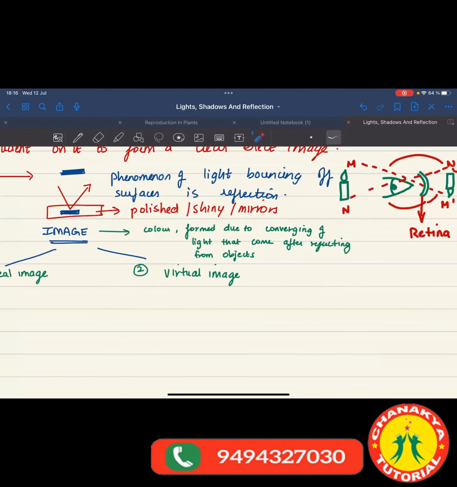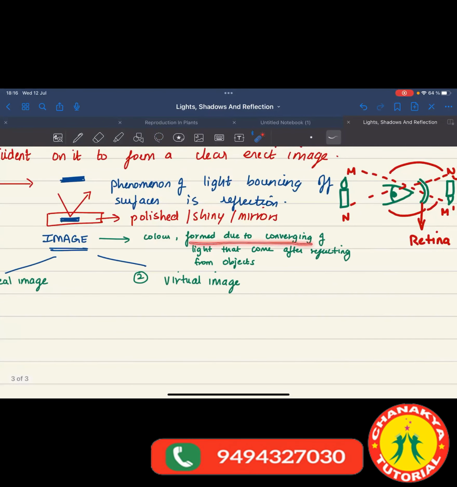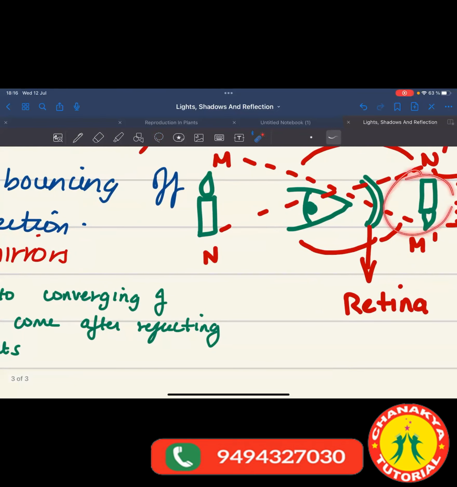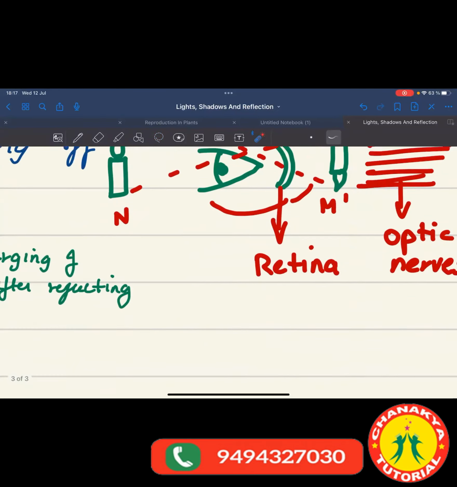So the image that is being formed is due to converging of light. This is forming in your eyes. It is formed due to converging of light that comes after reflecting. So it is being reflected from the object to your eyes in order to form an image here and being formatted by your brain. Okay.